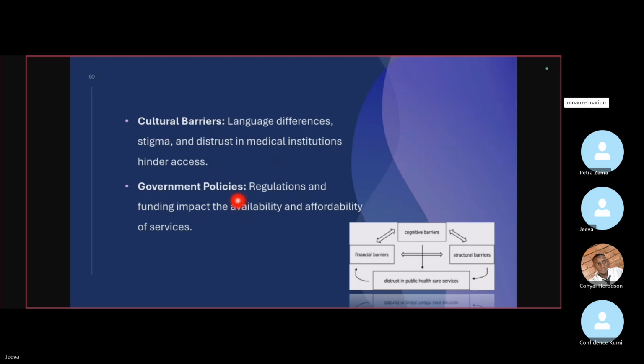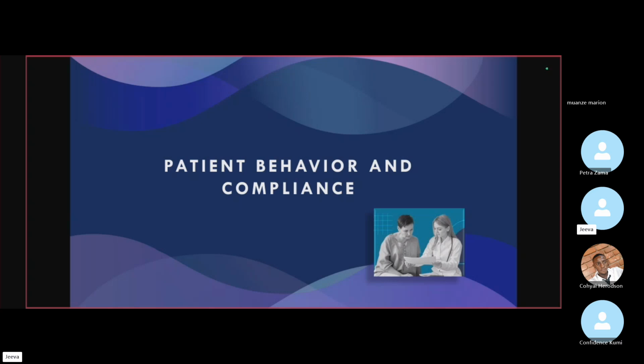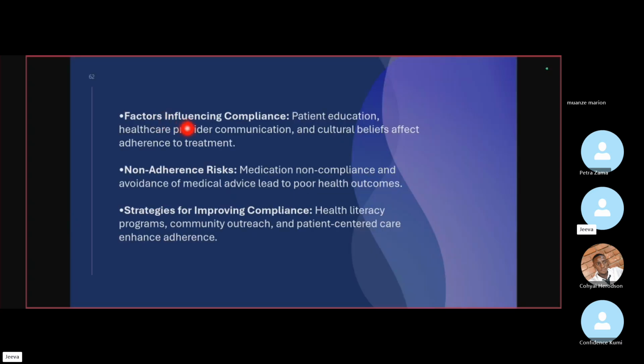Yes, it is clear. Okay, next we'll see how patient behavior and compliance will affect the healthcare system. There are different factors which can influence compliance. As I told you, when the patient is educated, they can take decisions for their health. When the healthcare provider has better communication, they can easily communicate with the patient, build up trust and provide the proper treatment. And cultural beliefs also will affect the adherence to the treatment. So this is one factor which can influence compliance.